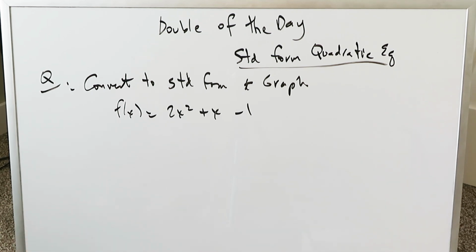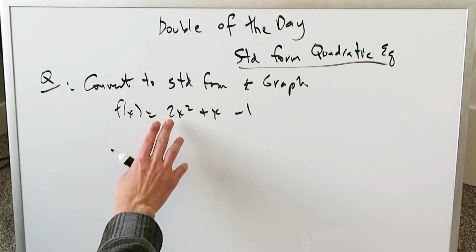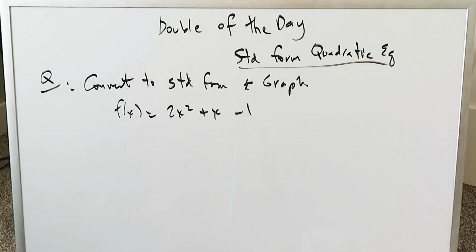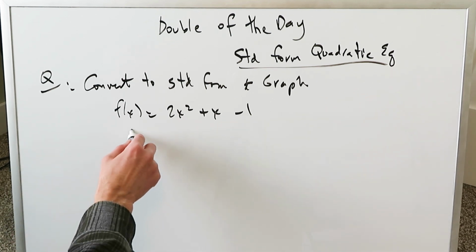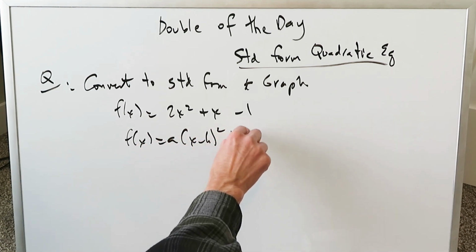We're looking here at the standard form of a quadratic equation. This right here is an example of a quadratic equation, ax squared plus bx plus c. In that form, we have to convert it into the standard form. You know the standard form looks something like this: f of x is equal to a times x minus h whole squared plus k.